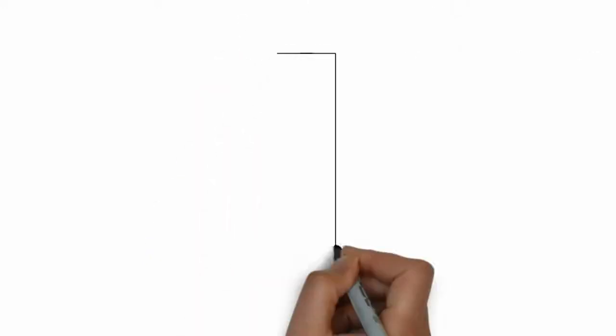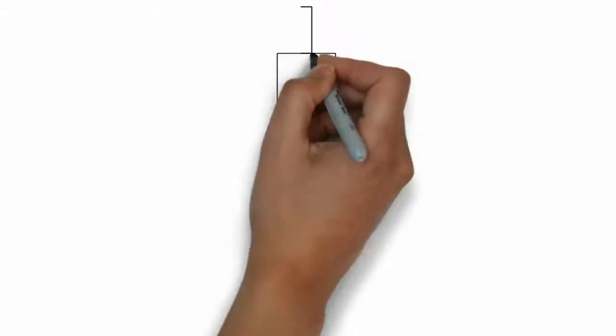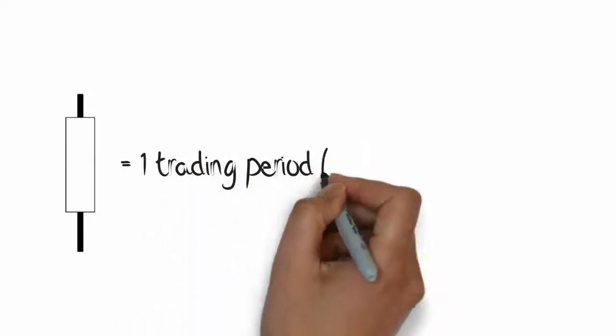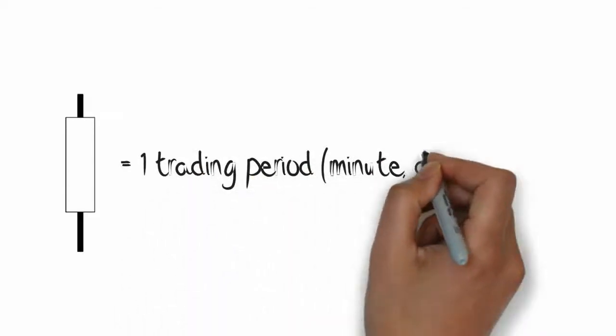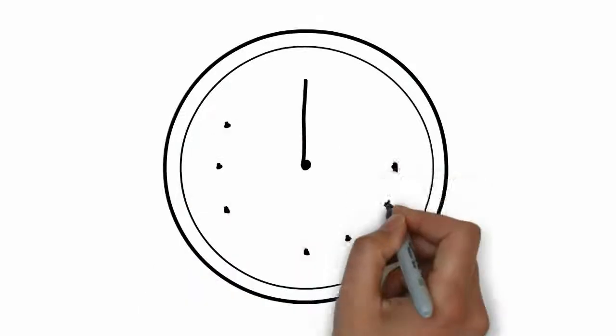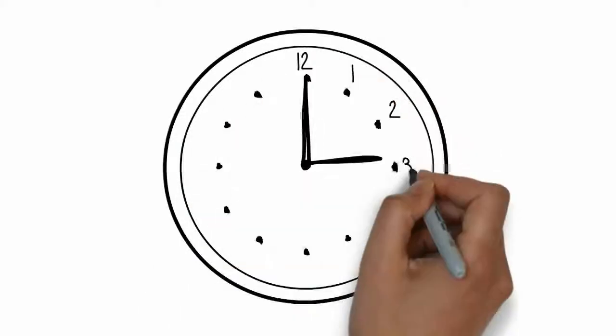A single candlestick represents one trading period. Depending on your trading style, you may prefer the shorter or the longer view. The period can be 1 day, a week, a year, or a number of years. Daily traders prefer shorter periods, for example 10 minutes, 5 minutes, or 3 minutes.